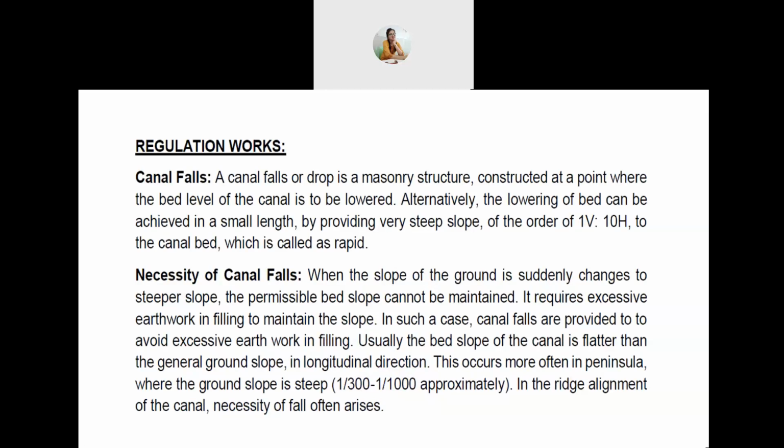Regulation works. First one is canal falls. A canal fall or drop is a masonry structure constructed at a point where the bed level of the canal is to be lowered. Alternatively, the lowering of the bed can be achieved in a small length by providing a very steep slope of the order of 1 V to 10 H, where V is the vertical height and H is the horizontal length, which is called a rapid.